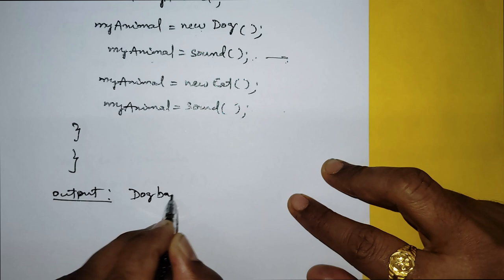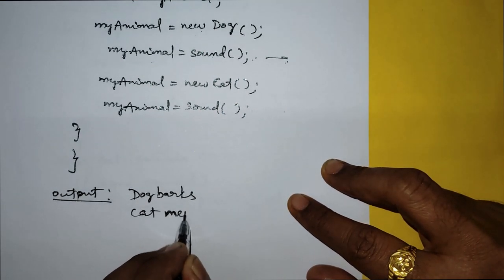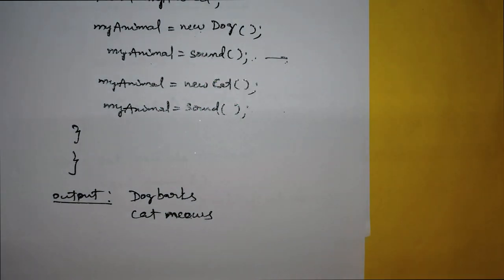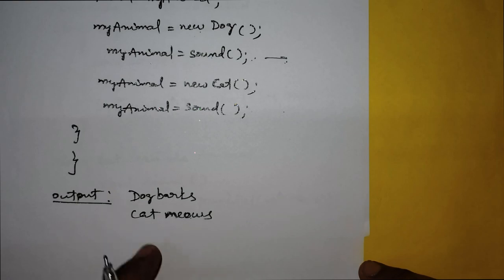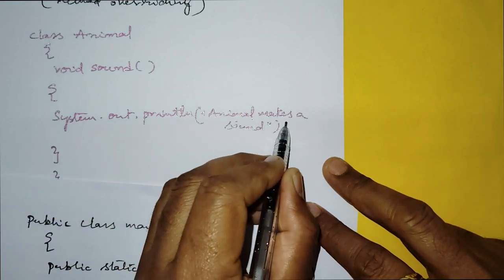Dog barks, cat meows. These are the outputs. Why is that? Why is the SOP statement, System.out.println, "animal makes a sound", not printed here?